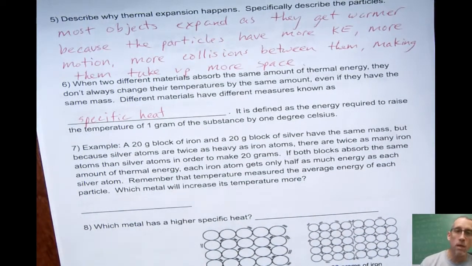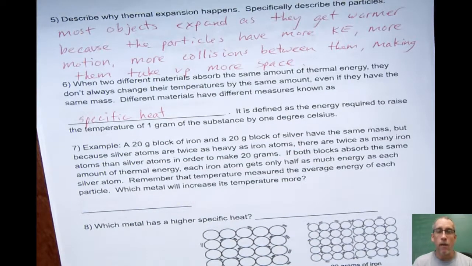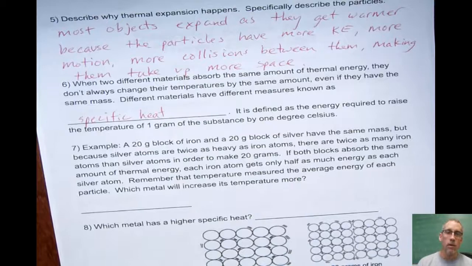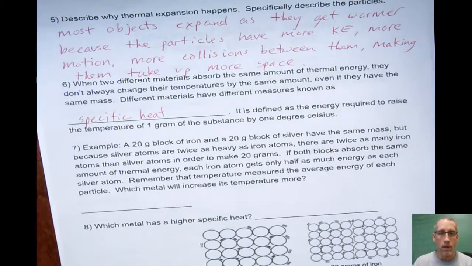So specific heat describes this. It's the amount of energy it takes to raise the temperature of 1 gram of a substance by 1 degree Celsius. Okay? Every material has a certain amount of heat it's going to take to warm it up 1 degree Celsius, and that's for 1 gram. Obviously, if we have more grams, we're going to need more heat because each of the particles has to have more energy for it to raise its temperature.